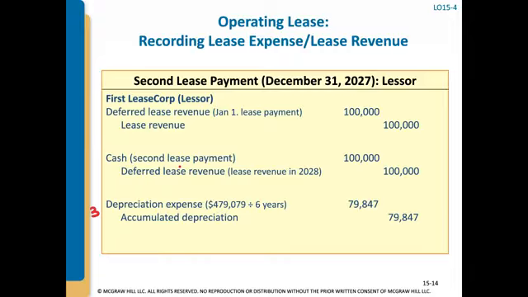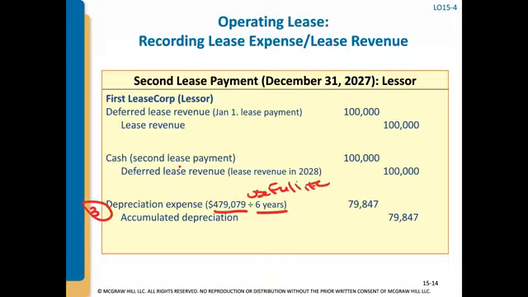And then our third entry that we'll do on December 31 is, since the lessor still owns that asset and has not removed it from their books, they need to depreciate it just like they do all their other assets. In the problem, we're told that the cost for the lessor, they purchased this asset for $479,079, and that the useful life of the asset is 6 years. So that's what we're going to use for our depreciation.